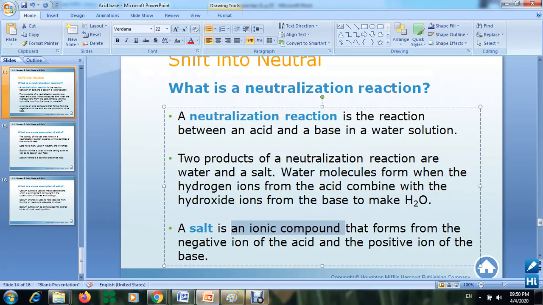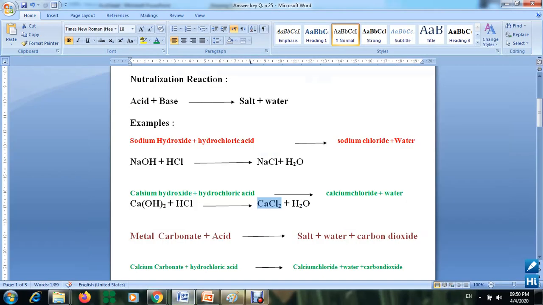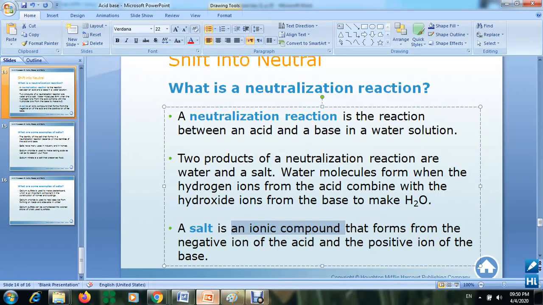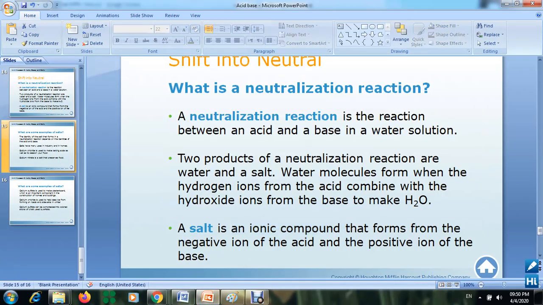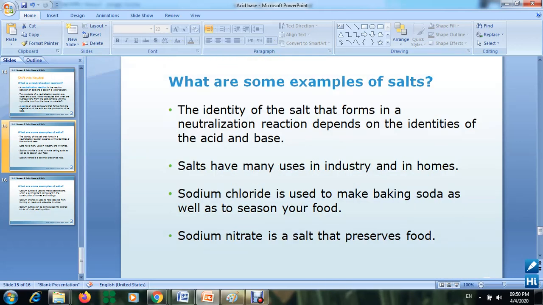It forms from the negative ion of the acid. Look again: the negative ion from the acid, here in HCl, is chloride, from hydrochloric acid, and the positive ion comes from the base. The base gives the positive ion. This part is very important. The identity of the salt that forms in a neutralization reaction depends on the identity of the acid and base. Which salt you have depends on which acid and which base you have.